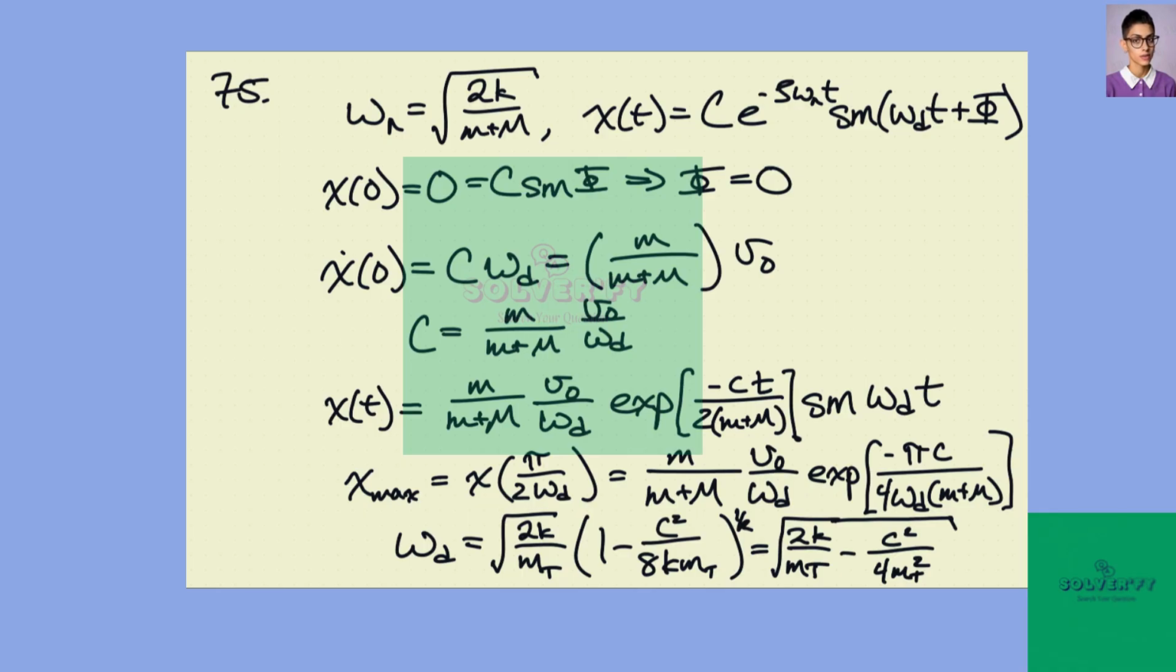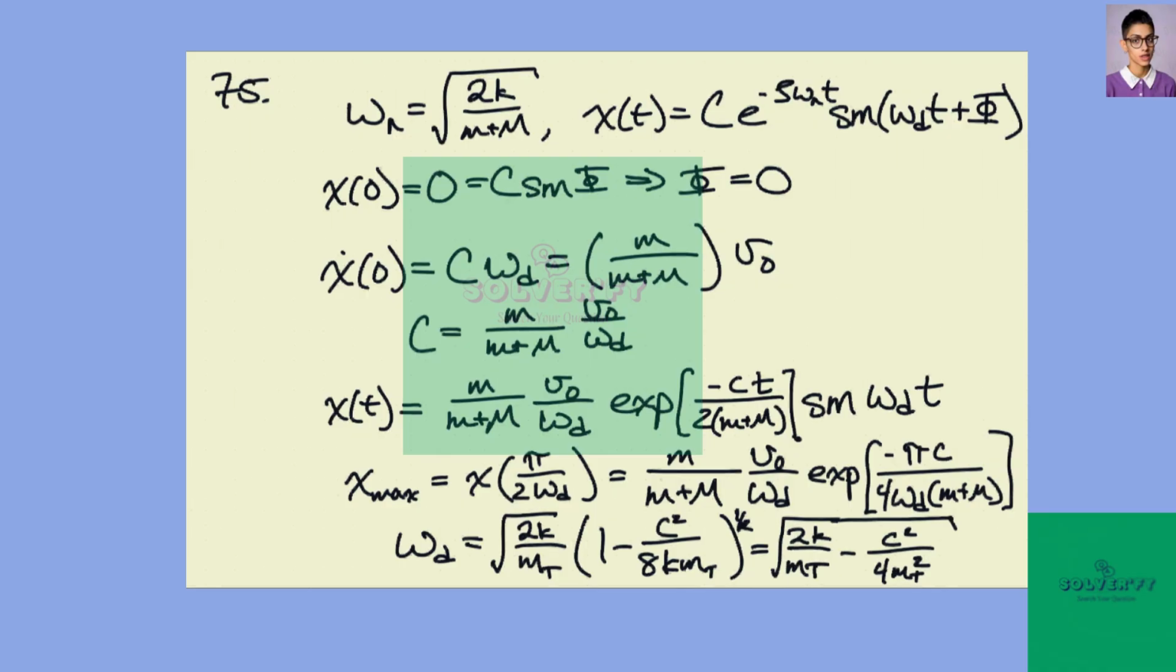Well, that occurs when this is 1. And when that is 1, when t equals pi over 2 times omega d. So that is the time when it occurs. Now we can plug in this time into here, and this will give us 1. And the time into here, we get this in the exponential term.